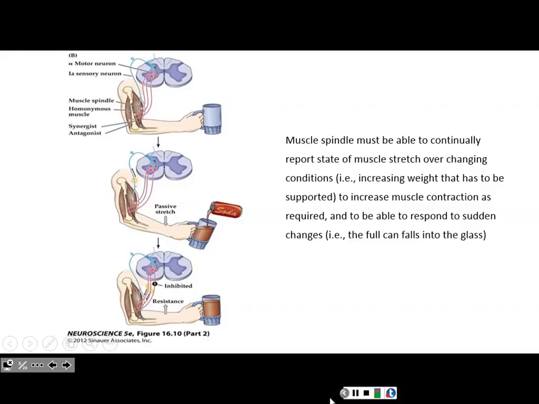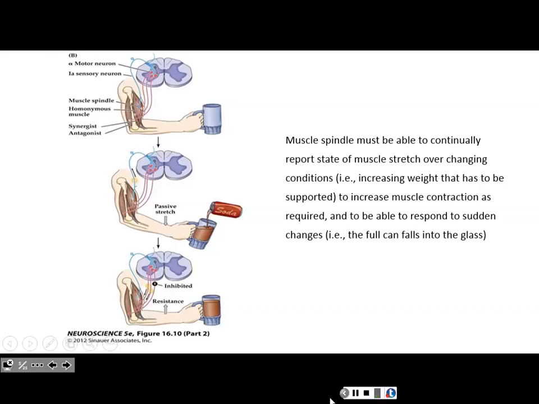So that's all this says, basically. As you're increasing your contraction because how much weight you're carrying is changing, you have to keep all these muscles either stretched or contracted, and the muscle spindles have to be in the appropriate state to remain dynamically functional. So you also have to have ongoing input to your gamma motor neurons, right? So it's coordinating gamma motor neuron and alpha motor neuron output. And as I said, if something unusual happens, like a full can of soda falls into the glass and you're not expecting it, you still have to have those spindles working appropriately.